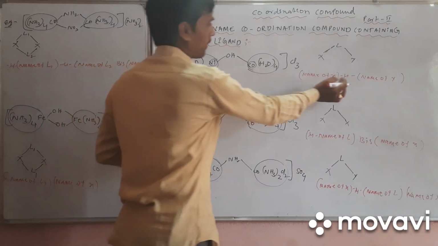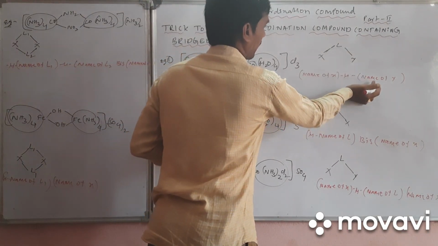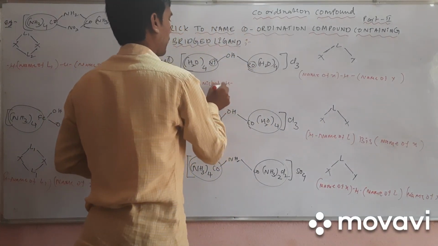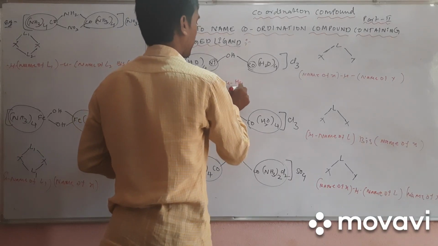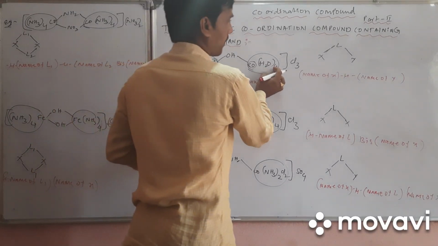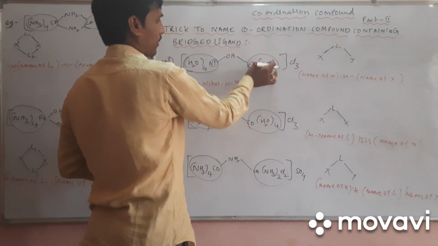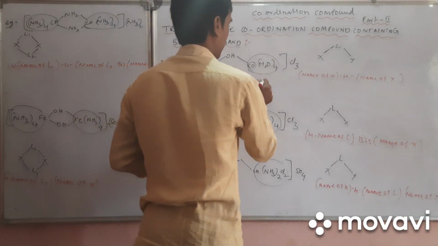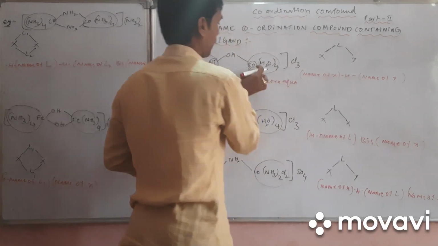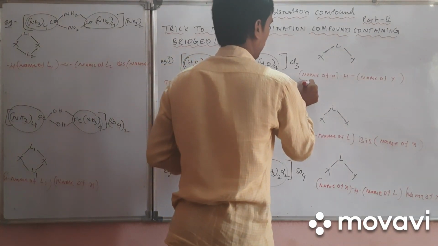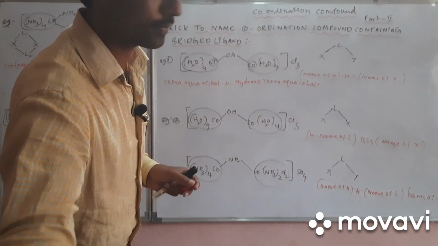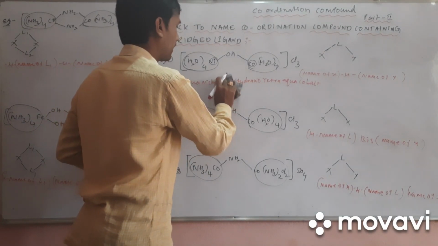Next tetra aqua, next metal name, that is nickel. Next the name of the ligand, we use mu, name of the ligand, hydroxo. Next followed by the name of Y. How many ligands are there? Total 4 ligands are there, that is tetra aqua, cobalt. After the nickel we use the oxidation number. In this case we use the oxidation number.